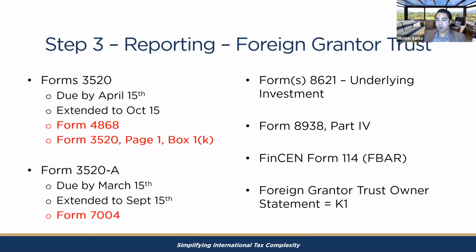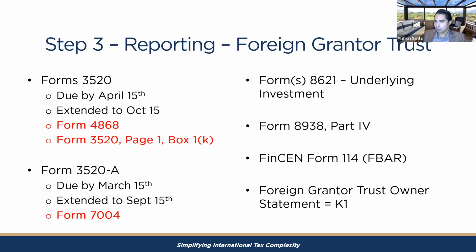The 3520A requires a special extension, which is Form 7004, whereas the 3520 follows the 4868 extension, which is your individual tax return extension. The problem with the 3520 extension, though, is that the IRS doesn't really do a good job at double checking that. What they really look at is page 1 of your 3520 and whether you checked the box 1K and filled out that little section correctly. If you didn't, I can tell you that almost 10 times out of 10, you're going to get a penalty for late filing, and then you're going to have to go back and show the IRS that you filed the 4868 and that you had a proper extension on file.